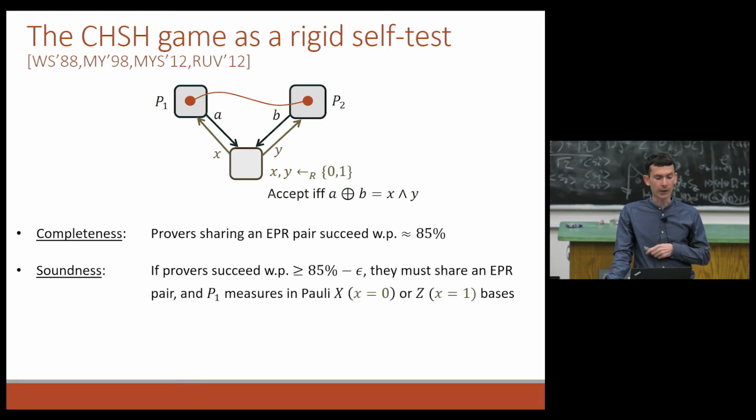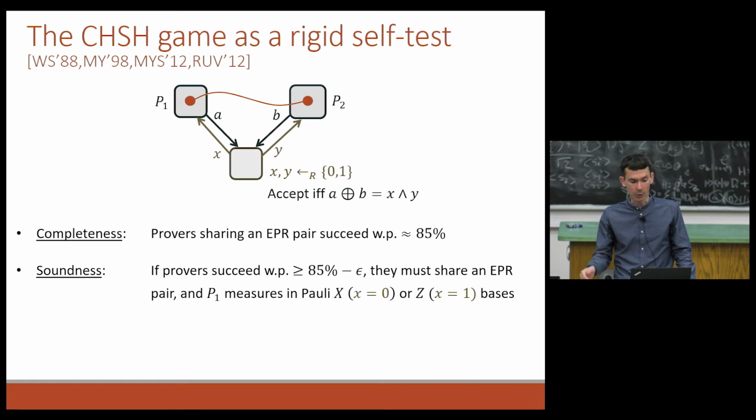Okay, but what's interesting is the soundness guarantees of the protocol. So if they succeed with probability close to 85%, not only must they have been doing something that's not classical, which is where usually people stop when they present this in the foundations of quantum mechanics as a test for doing something that's not classical.